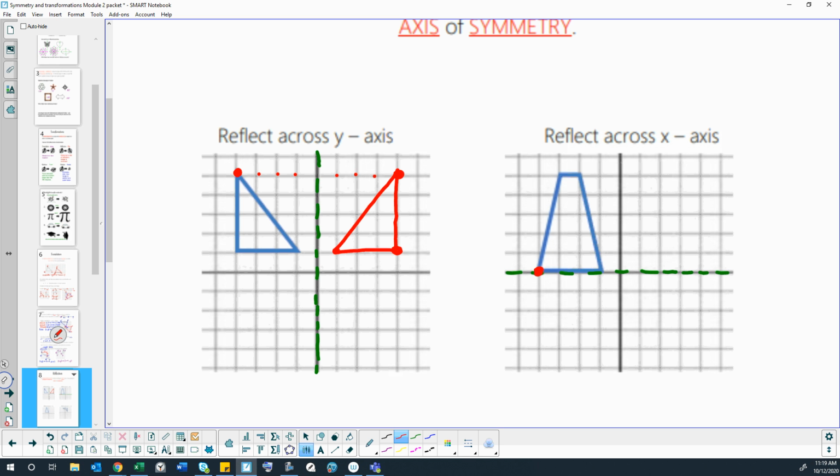Is it going to move any distance down below? It's already on 0, so that means it's just going to stay on 0. It has 0 distance away from that axis. Same thing with this point. It's right on the axis, so we're not going to move it at all. It just stays right there.